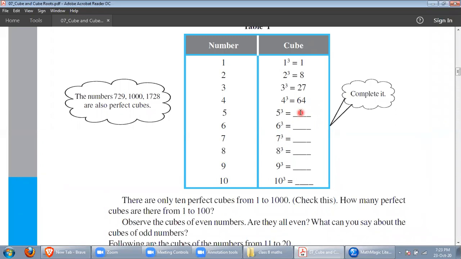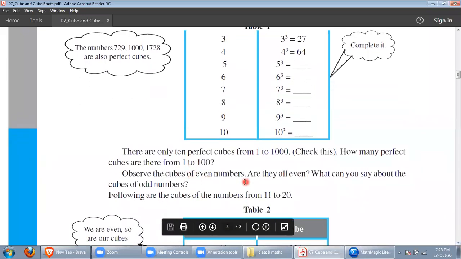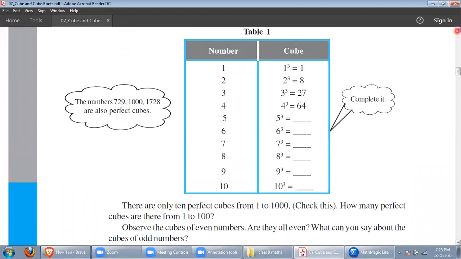Is it okay? Are you clear? Yes, we will continue. So observe cubes of even numbers. Are they all even? What can you say about the cubes of odd numbers? Yes, the cubes of even numbers are even, and the cubes of odd numbers are odd.